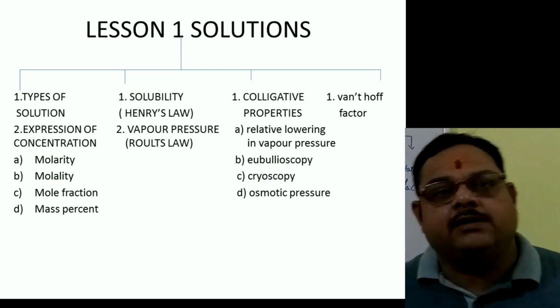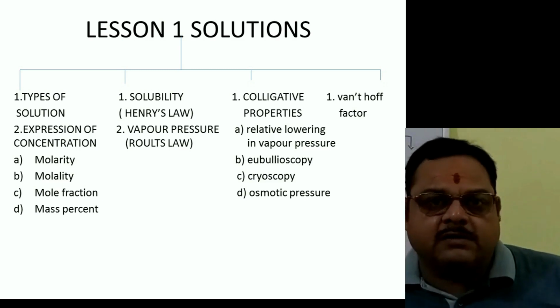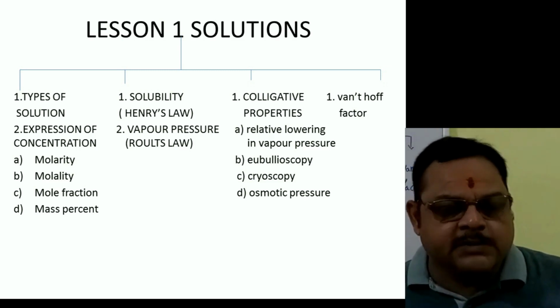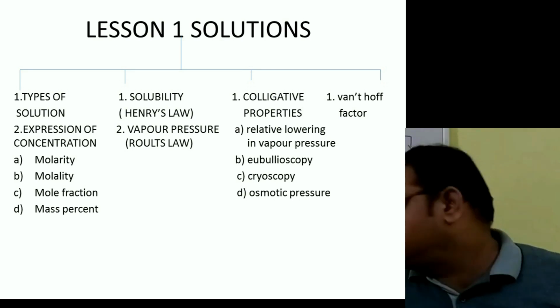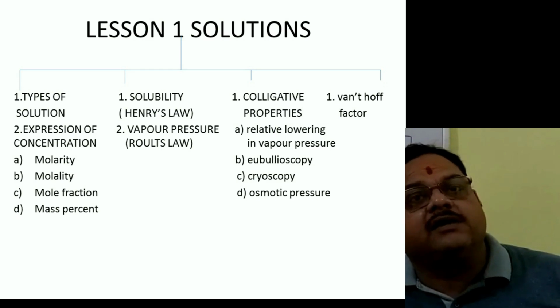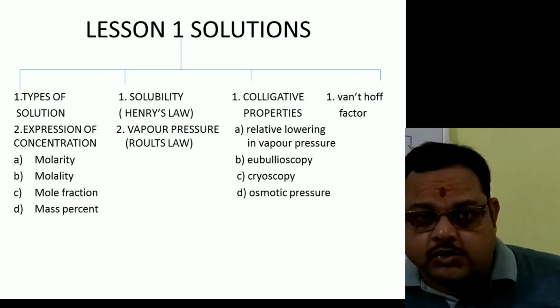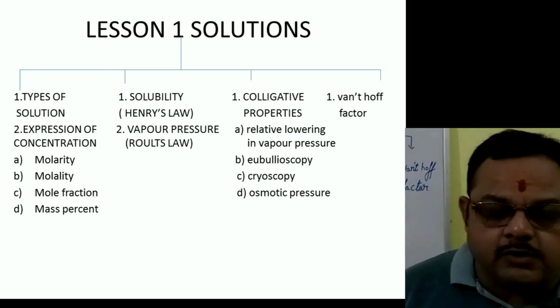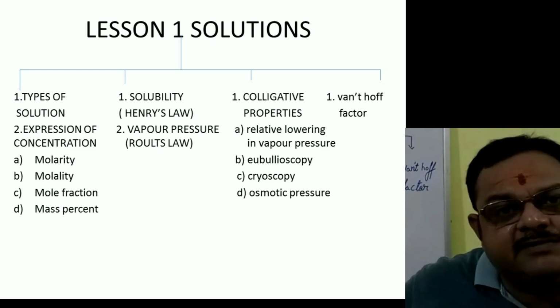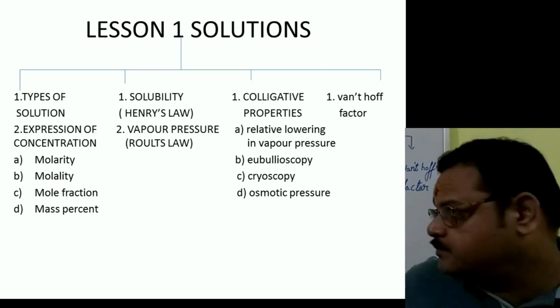Then the second part, which is vapor pressure and solubility. Now this part includes 2 very important things. One is your Raoult's law and the other one is Henry's law. The 2 laws give you a number of questions in the board examination. To score well, you must have a very clear concept about the 2 laws.